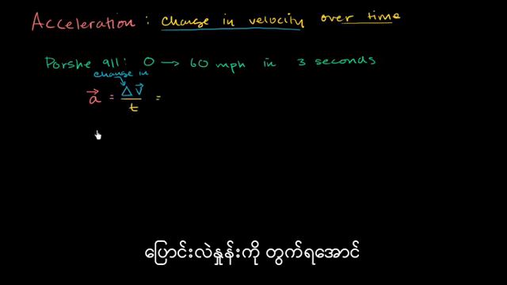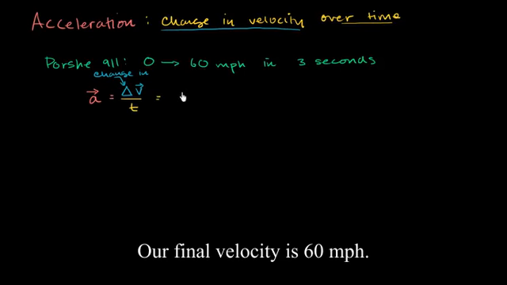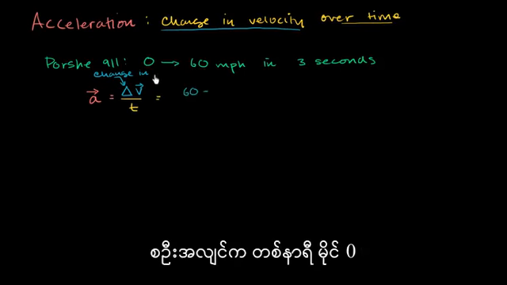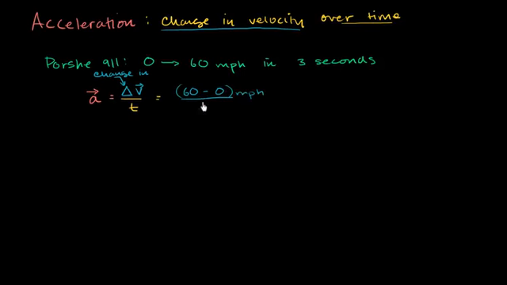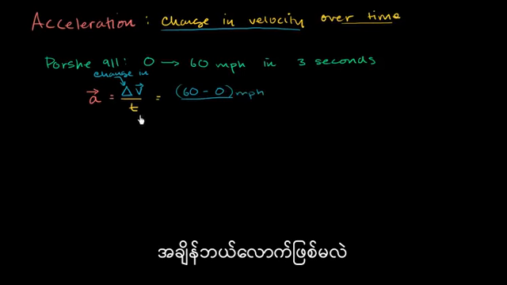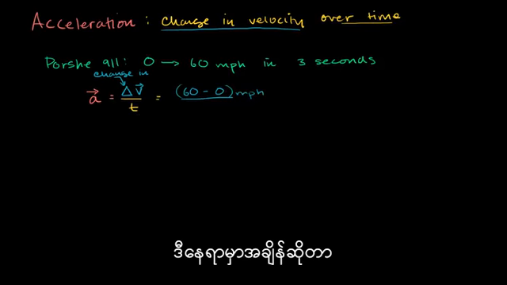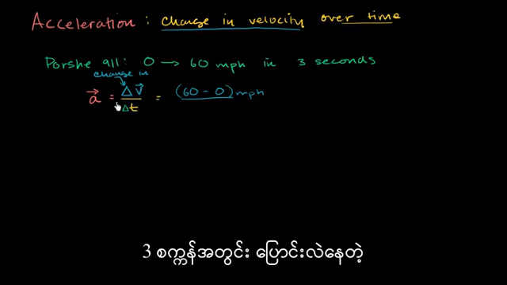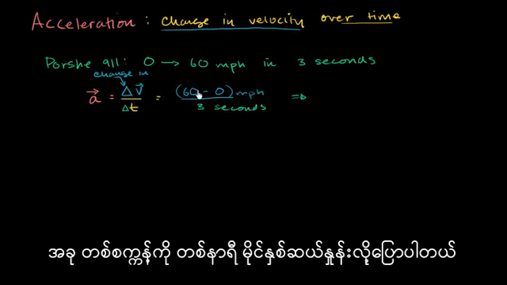So what's our change in velocity? Our final velocity is 60 miles per hour. And our original velocity was 0 miles per hour. So it's 60 minus 0 miles per hour. And then what is our time over here? Well, our time, or we could even say our change in time, is 3 seconds. So this gives us 20 miles per hour per second.